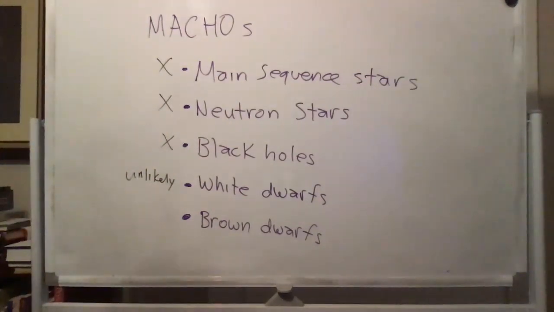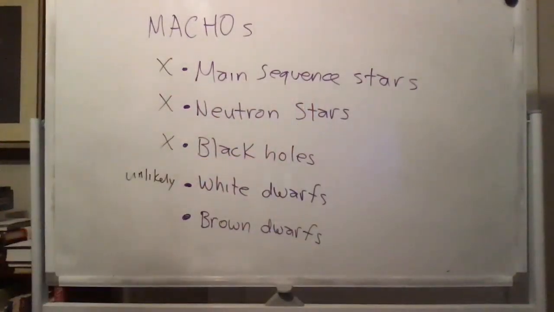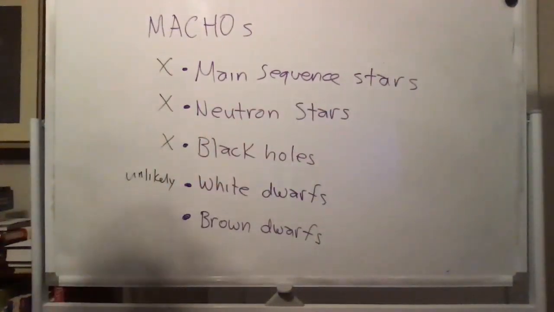So the observation that ruled brown dwarfs out was based on microlensing. So if you have a regular star and there's something dark that moves in front of it, the light from the edges of the star is going to bend. So you see a transient lensing, right? It takes a few months or even a few weeks, depending on what you're looking at.